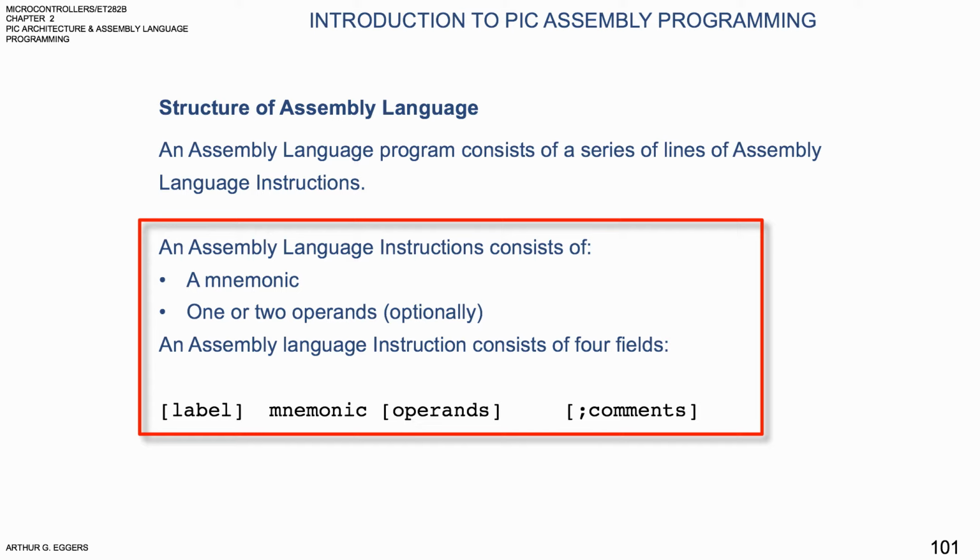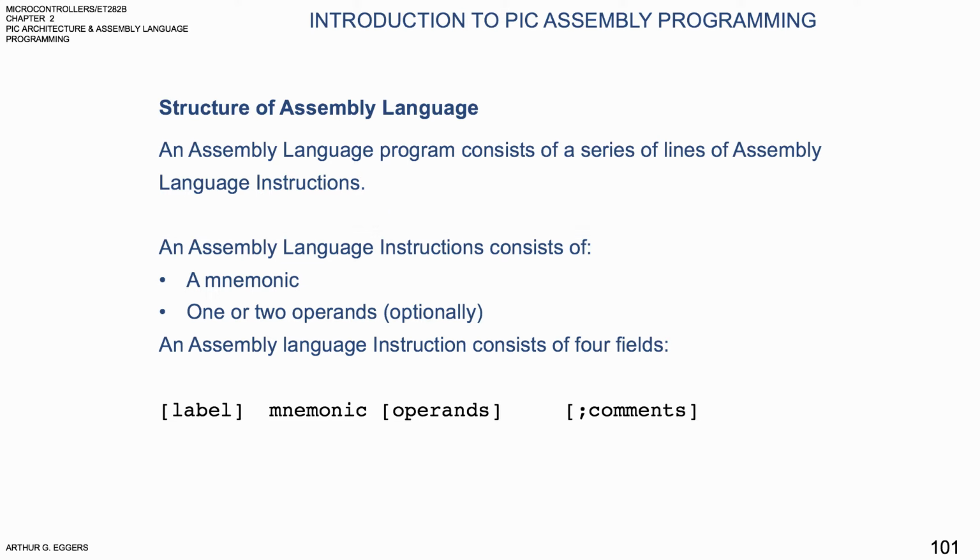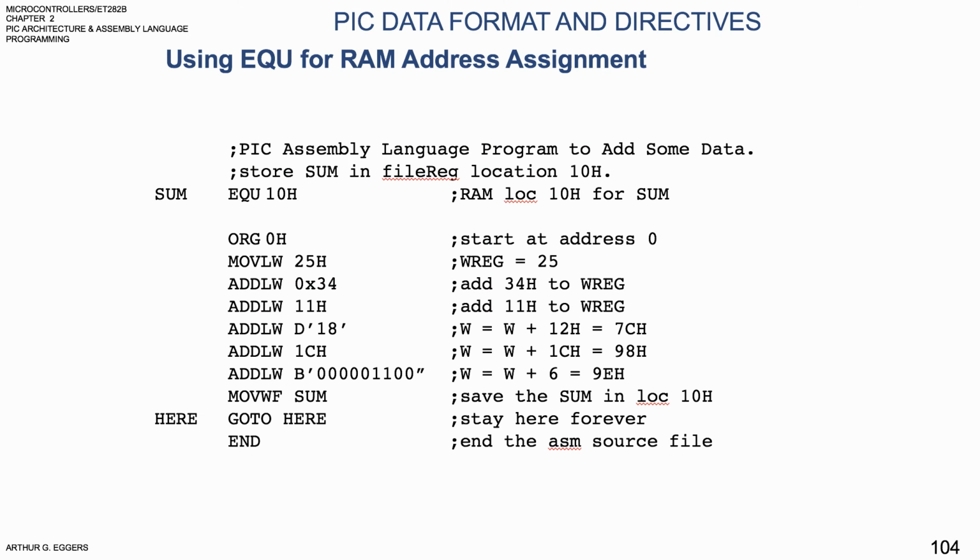An assembly language program is a series of statements or lines which are either assembly language instructions, such as add LW or move WF, or statements called directives. And if we jump forward here a couple of these, we can see from this example, that's exactly what we've seen before. There's our move command, there's our add LW.